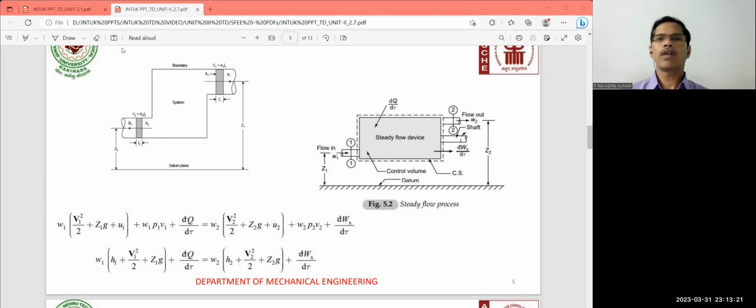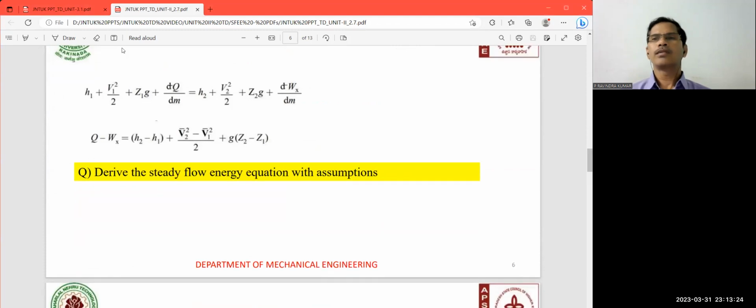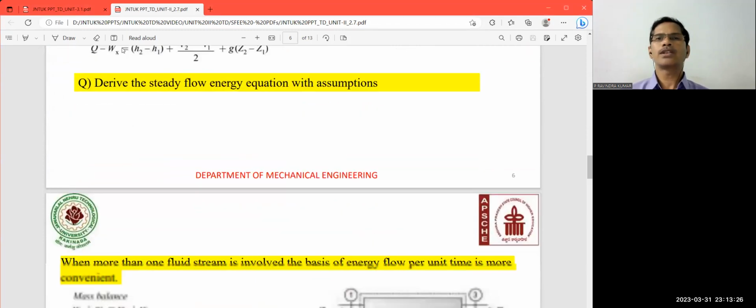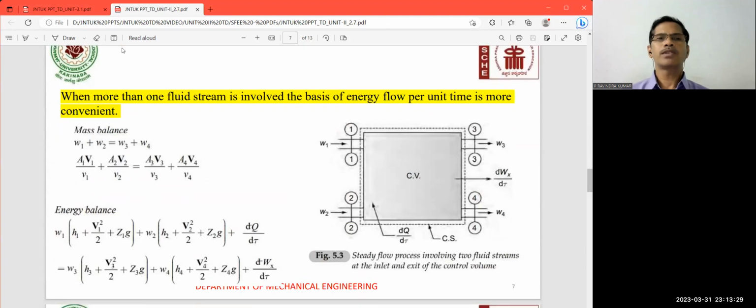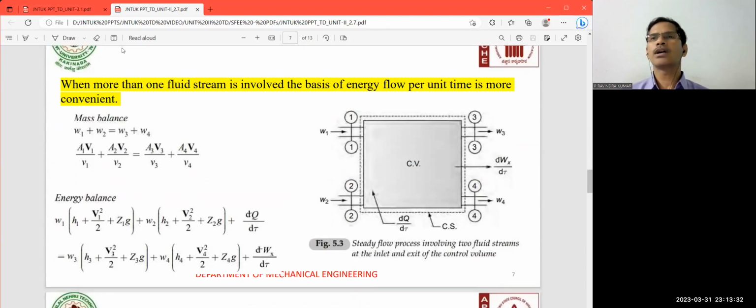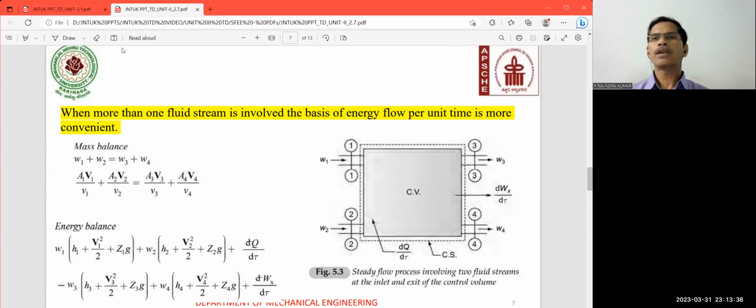Once this equation is developed, the question you can expect is to derive the steady flow energy equation with assumptions. Sometimes there are two inlets and two outlets in a system. When more than one fluid stream is involved, the basis of energy flow per unit time is more convenient. Energy flow per unit mass is also possible, but whenever more than one fluid stream is involved, energy flow per unit time is considered.